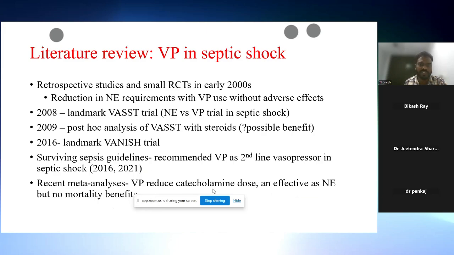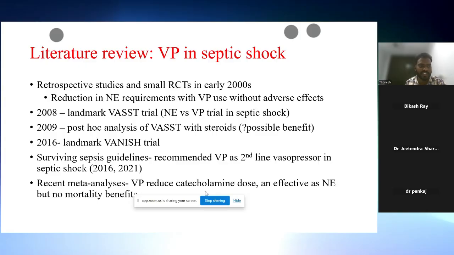So in the early 2000s, many retrospective studies and small RCTs showed that there is a reduction in the norepinephrine requirements with vasopressin use without any obvious adverse effects. So based on this, a big trial was conducted in 2008, which is the landmark VAST trial. It compared norepinephrine and vasopressin in septic shock. I'll be talking about this trial in subsequent slides.